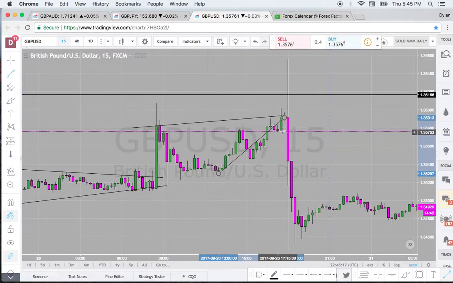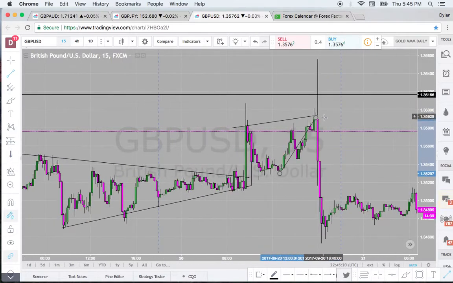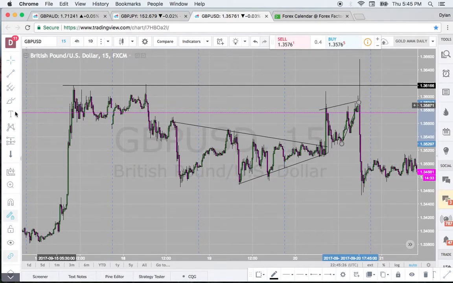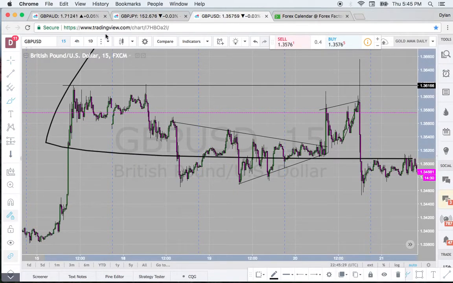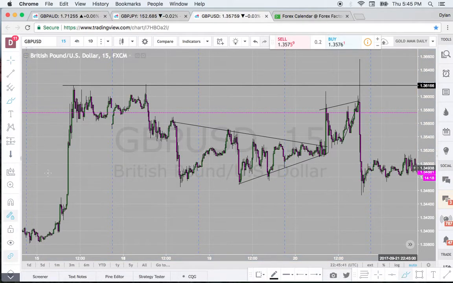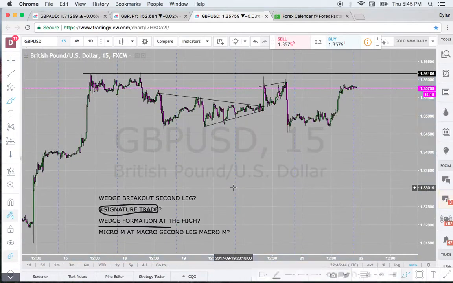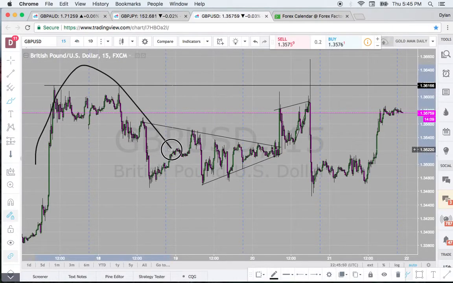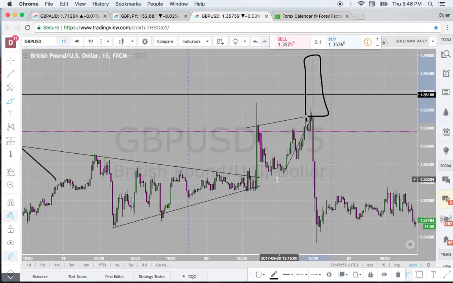And the stop hunt for the second leg, the stop hunt of the first leg of the macro M. Whoa. What? The stop hunt for the first leg was induced by a breakout of this wedge.